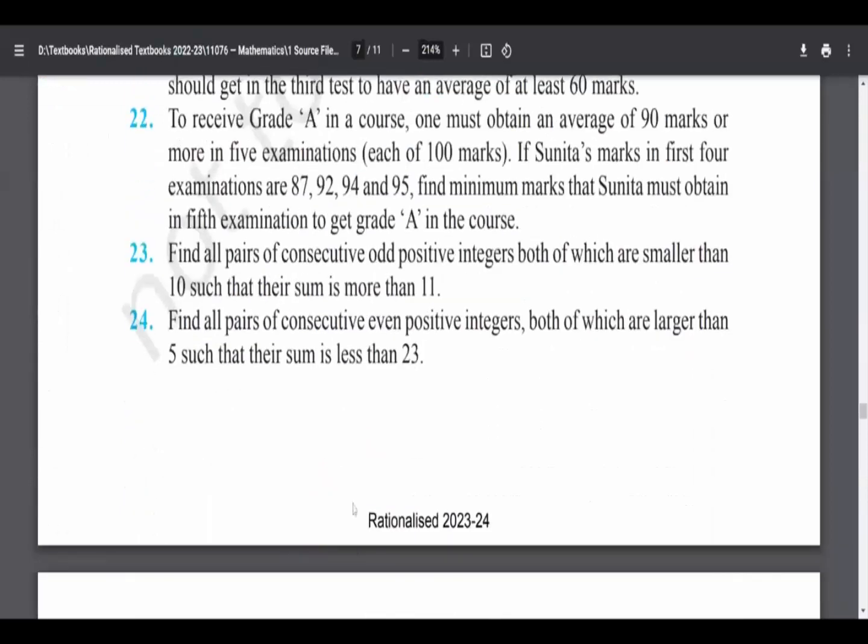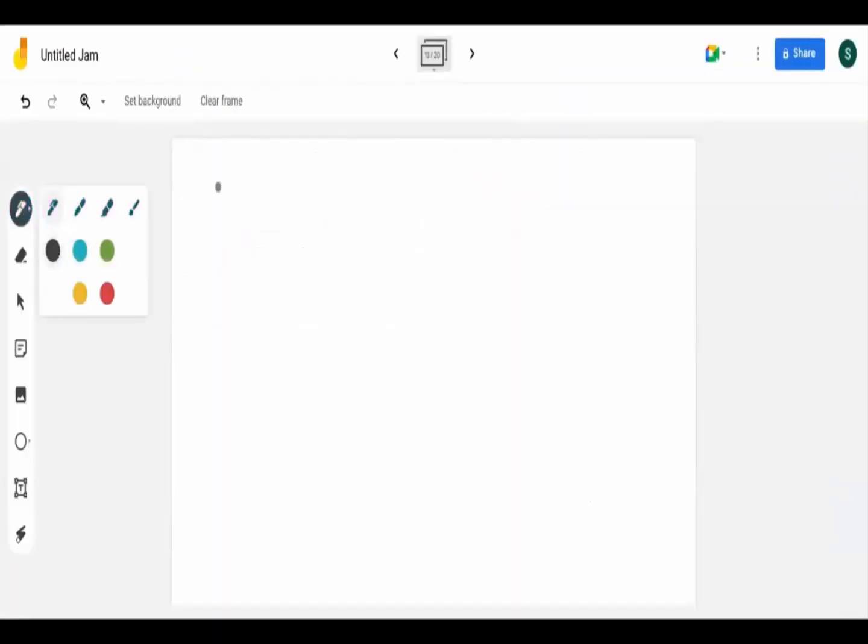Find all pairs of consecutive odd positive integers, both of which are smaller than 10, so that their sum is more than 11. Okay, so we have to find consecutive odd positive integers. Let us take our first odd integer to be x. The next consecutive odd integer greater than this will be x plus 2.